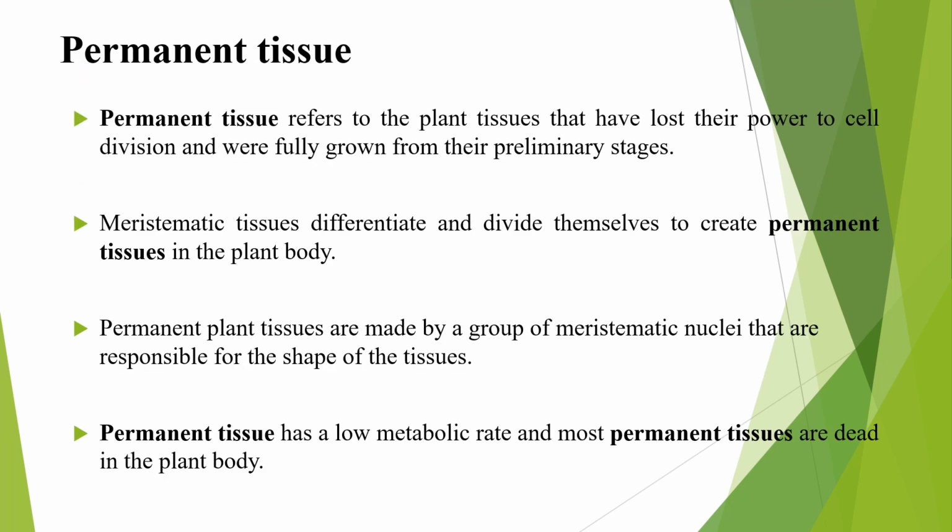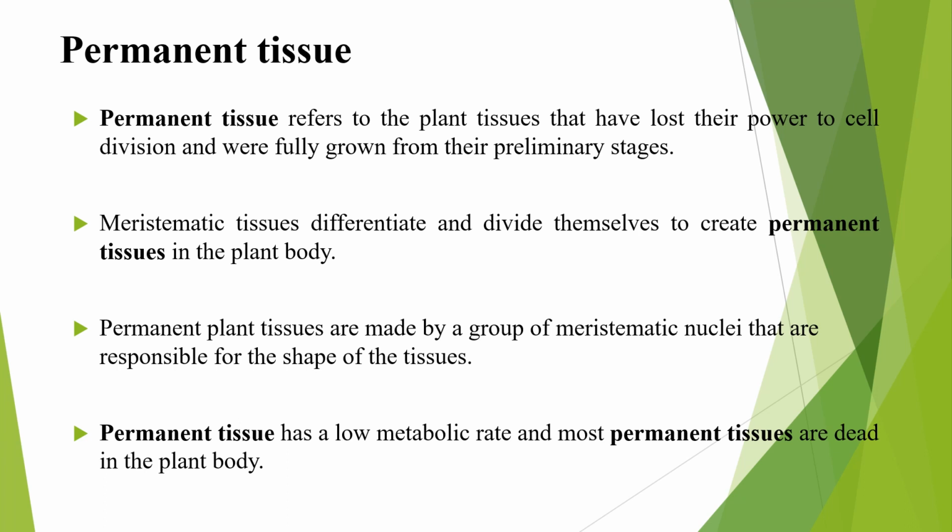Next, what is permanent tissue? So it is all about meristematic tissue. Now we will discuss the permanent tissue. What is permanent tissue? Permanent tissue refers to the plant tissue that has lost its power of cell division. That means they are fully grown.